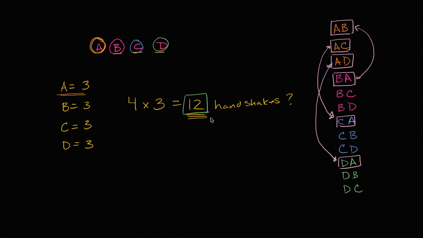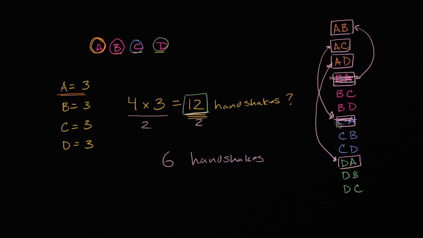So if we're double counting, what should we do to this number 12? Well, we should just divide it by two. Once again, over here we're counting when A shakes D's hand, or over here we're counting where D shakes A's hand, but that's really the same thing. So if we're double counting and we want to get the right thing, let's divide by two. And so 4 times 3 divided by 2 is 12 divided by 2. We get a total of six handshakes. And if we want to see the six handshakes right here, let's get rid of all of the double counting. So AB is the same thing as this one, so let's get rid of that.